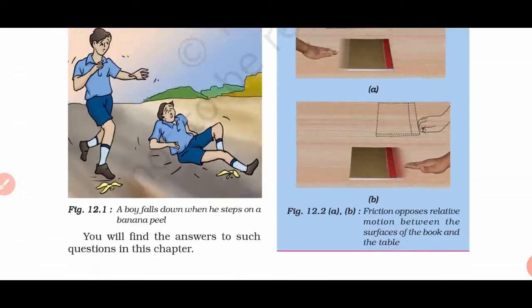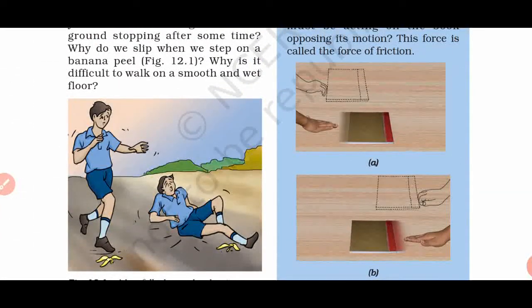For example, here are the books, and you apply the force. If we apply the force in one direction, a force will be exerted between these two surfaces when they are in contact. The book and the floor are in contact. This means that the floor will exert a force on this book, and that force will oppose the direction of motion.